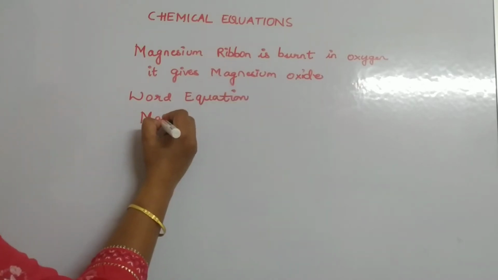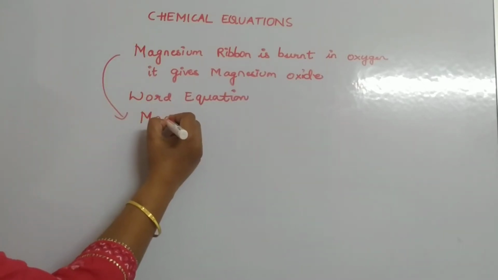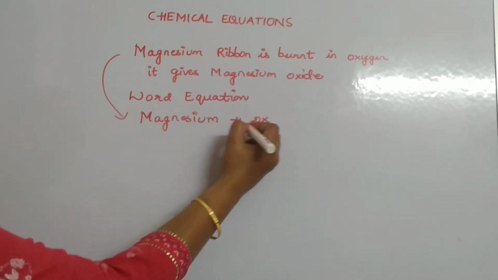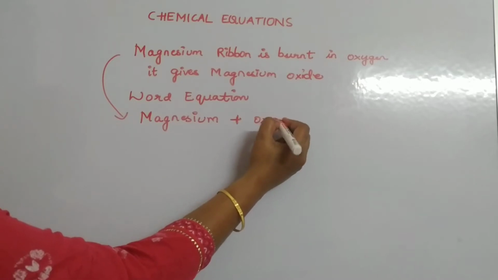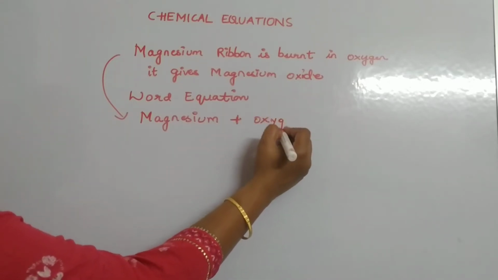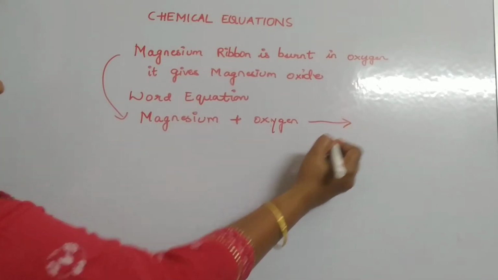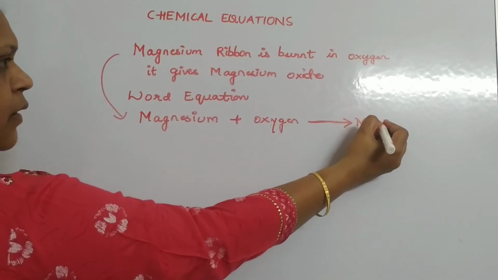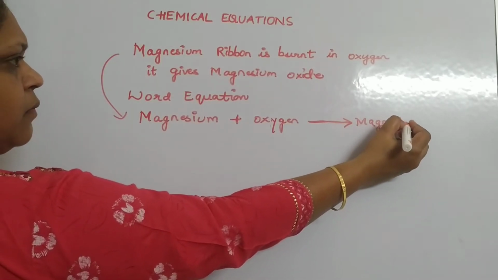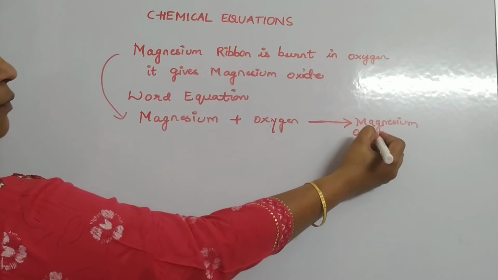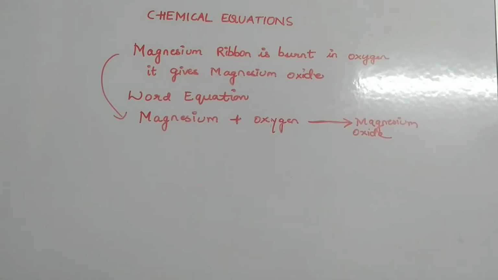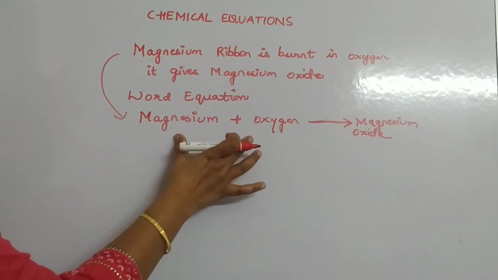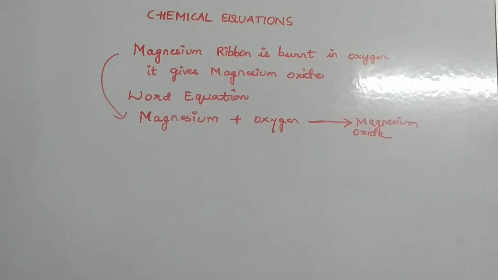Means we can write the same reaction as: when magnesium burns in oxygen, it gives, see the arrow that I am drawing, it gives magnesium oxide. That is how we can write this equation. The arrow is showing you that these two things are giving you a new substance.